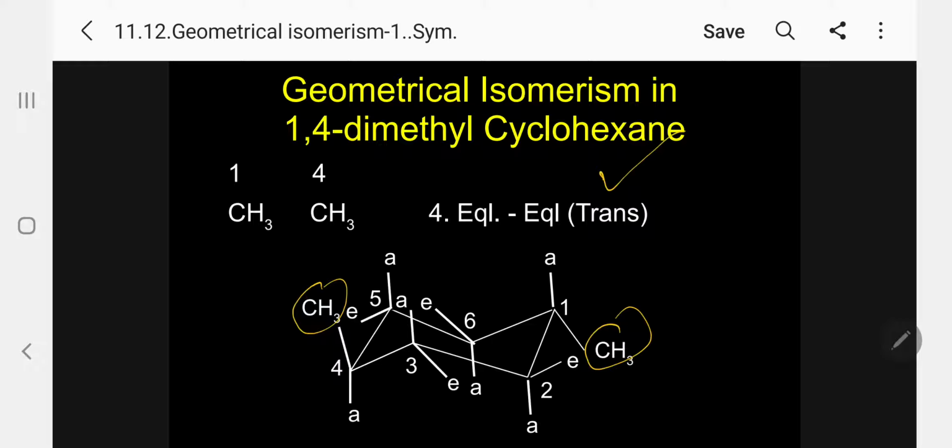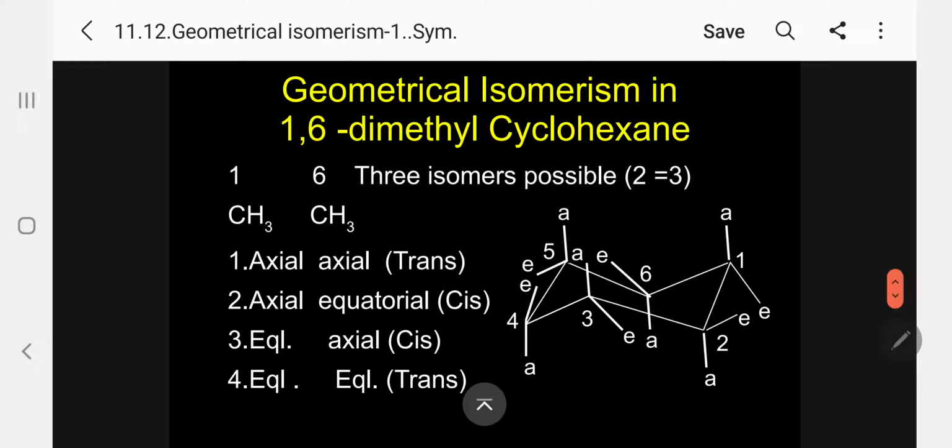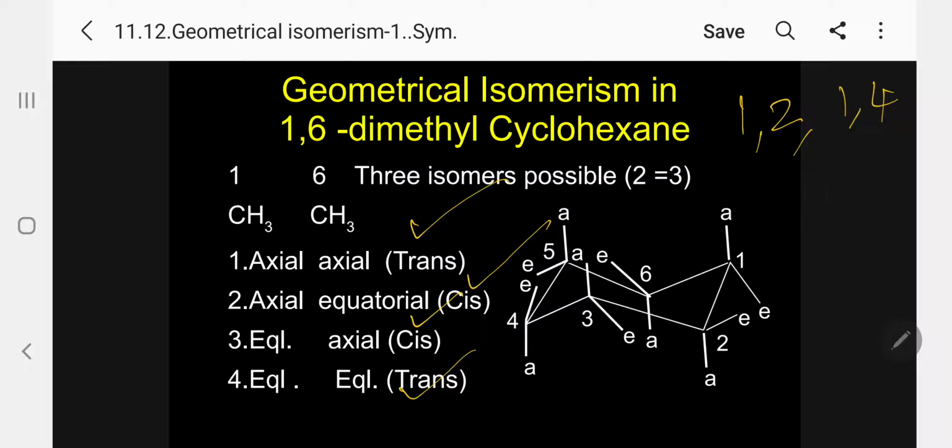Kindly follow. As in the case of 1,2, 1,4 is identical. The same thing for 1,6 also. Kindly follow. In 1,6 also, axial trans, axial equatorial cis, equatorial axial cis, and equatorial trans. In all the cases, 1,2, 1,4 and 1,6 are identical. So if you are able to memorize 1,2, it is applicable to 1,4 and 1,6. Please follow.